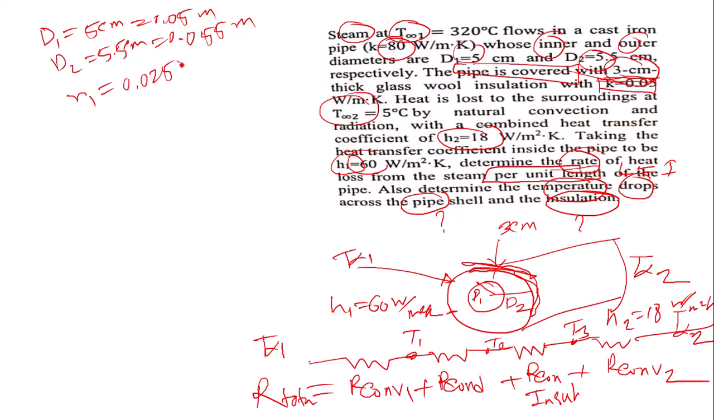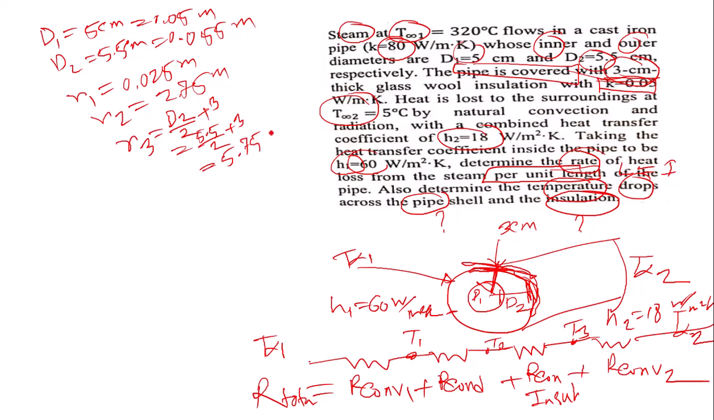Here R1, the radius, is 0.025 meter, and R2 is 0.0275 meter. Another one, R3, is a very crucial point. Which one is R3? Here R3 is the radius at the insulation. The insulation is 3 cm thick, so we take D2 divided by 2 plus 3. That means 5.5 cm divided by 2 plus 3, which is 5.75 cm. That is R3, because we need this one.